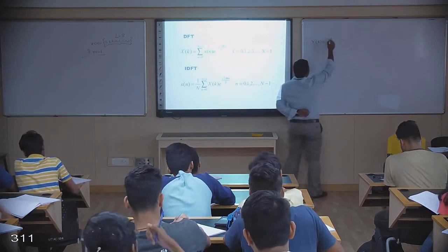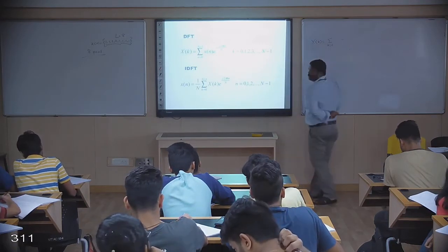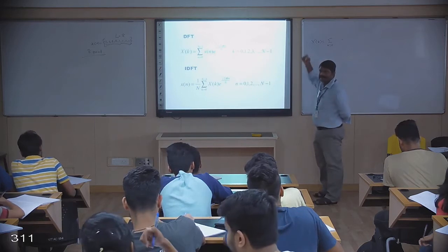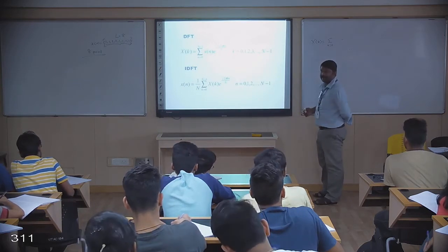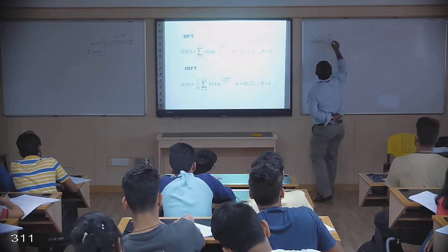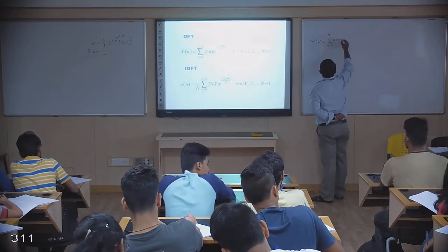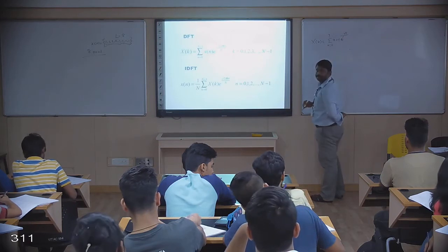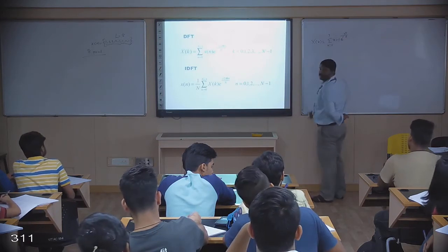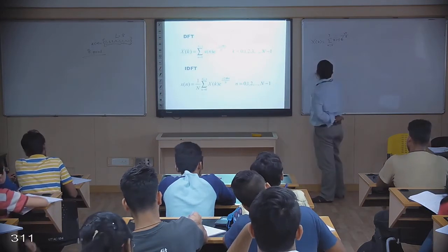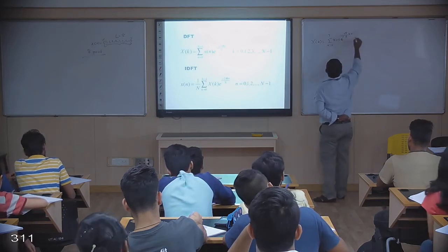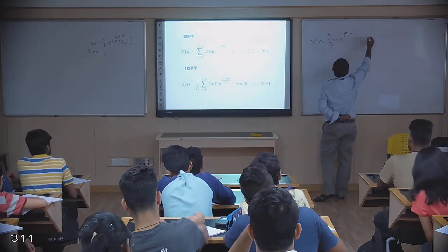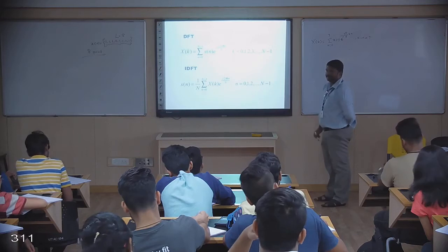X of k, where the running length of n goes from 0 to 7: x of n e power minus j 2 pi by 8. It is not n minus 1, it is n into kn, where k will be 0 to 7.